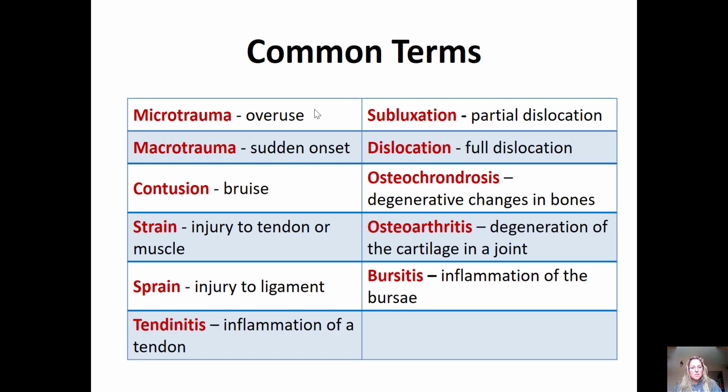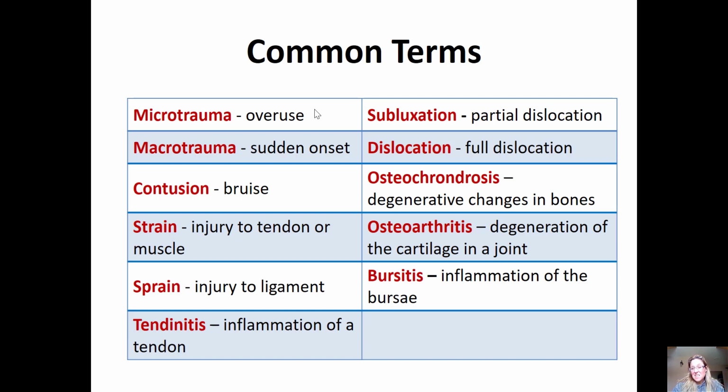And then a strain versus a sprain. A strain, an ST, is a partial or a complete tear of a tendon or a muscle, whereas a sprain, an SP, is a partial or a complete tear of a ligament. Tendinitis is inflammation of a tendon. So always just remember, when you see itis on the end of a word, itis means inflammation. So in this case, tendon, it's inflammation of the tendon. Subluxation is a partial dislocation, and then dislocation is a full dislocation.